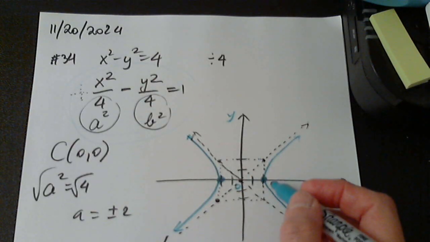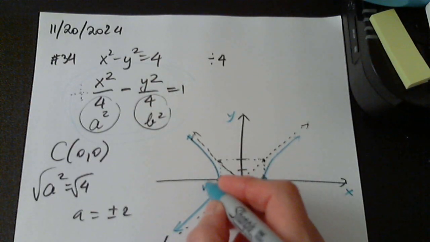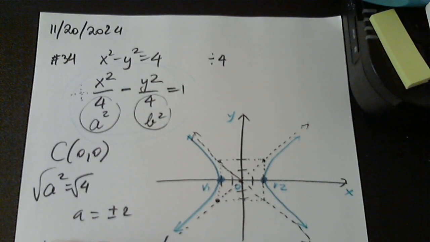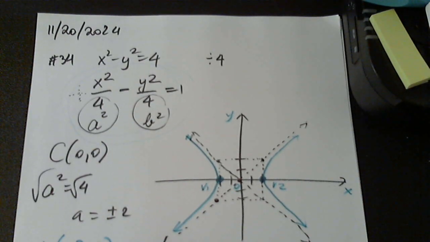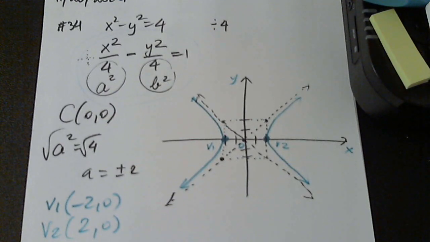So we determine the vertices. So V1 and V2. So V1 has coordinates -2, 0. And V2 has coordinates 2, 0. Stop me if you have questions, please. Okay.